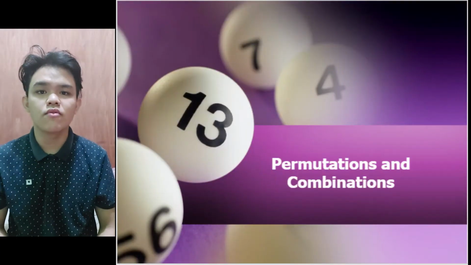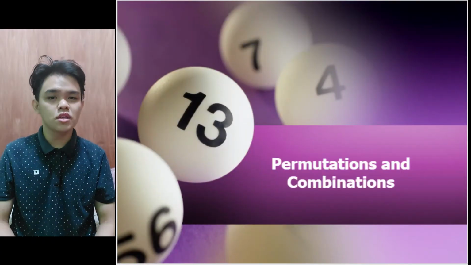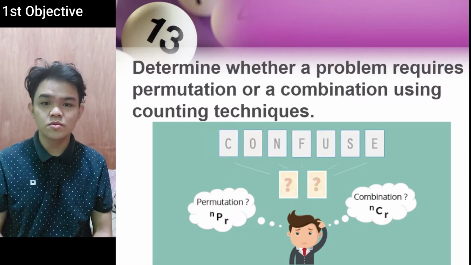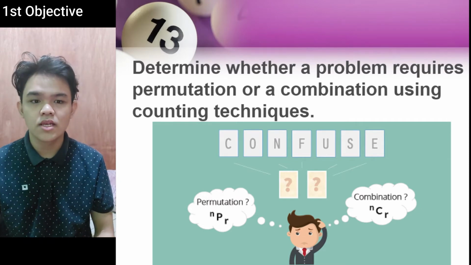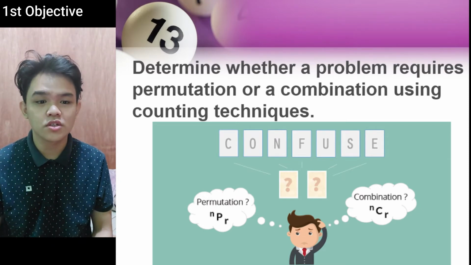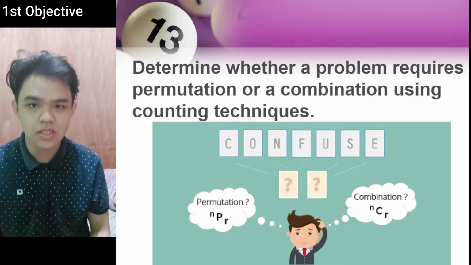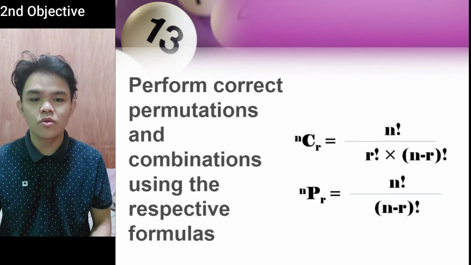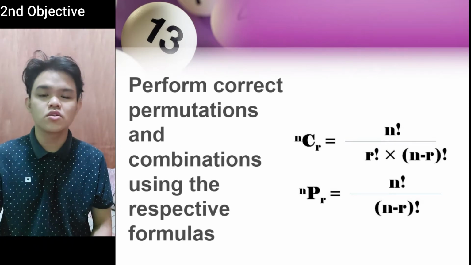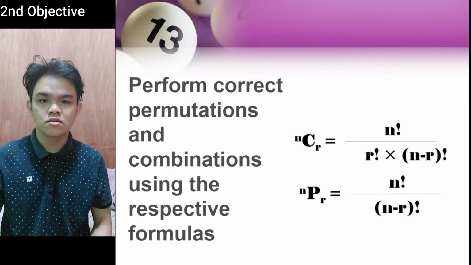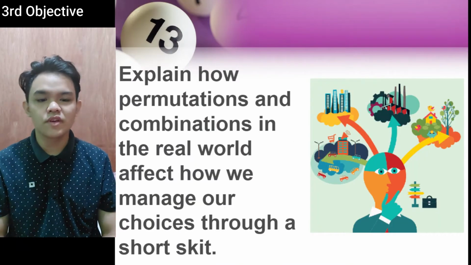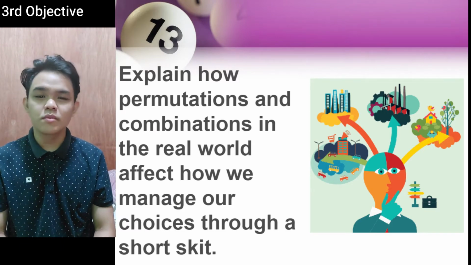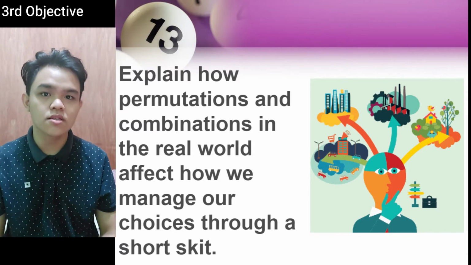For today's lesson, we have permutations and combinations, and we have three objectives that students should be able to achieve at the end of the lesson. The first objective that falls in the cognitive domain is to determine whether a problem requires permutation or combination using counting techniques. The second objective that falls in the psychomotor domain is to perform correct permutations and combinations using the respective formulas. The third objective, which falls in the affective domain, is to explain how permutations in the real world affect how we manage our choices through a short skit.